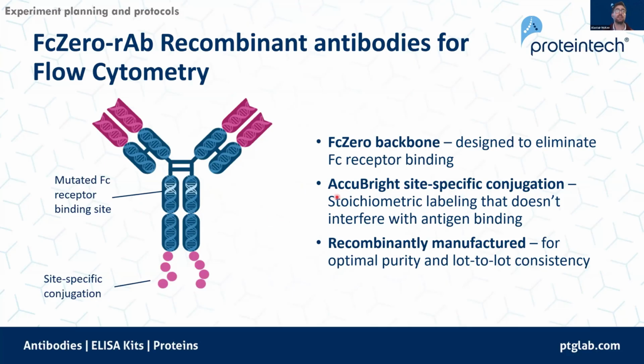We also use an AccuBright system, which effectively is a site-specific conjugation. So we know where our dyes are going when we label these antibodies, again protecting your antigen binding sites, so we know the antibody can still do what it needs to do.